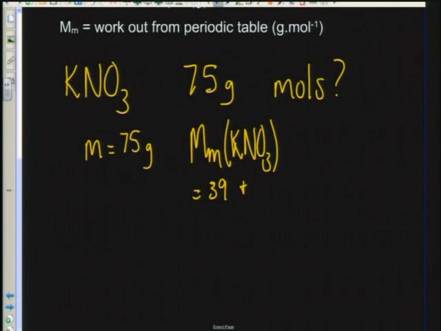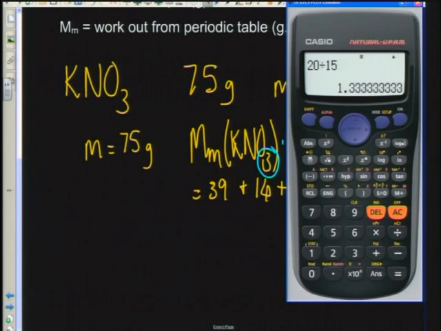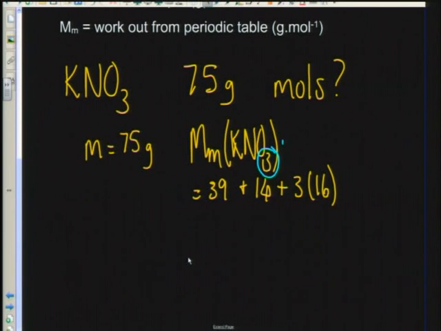Well, we had here 39 plus nitrogen was 14 plus, now oxygen was 16, but remember it was 3 times, because that little 3 there is indicating to me that we have 3 oxygen atoms in this compound, in the substance. And so I would go along to my calculator. Let's just clear all of those. And what was it? 39 plus 14 plus 3 times 16. And we get 101. So I can come across here and write in that the molar mass is 101.